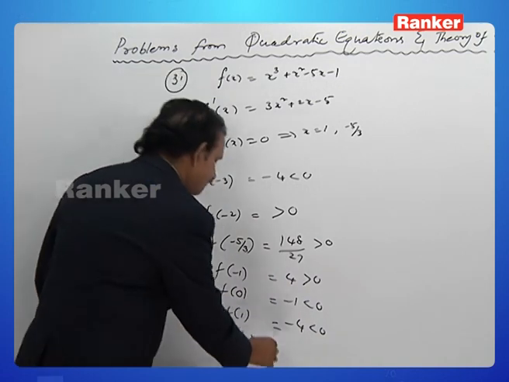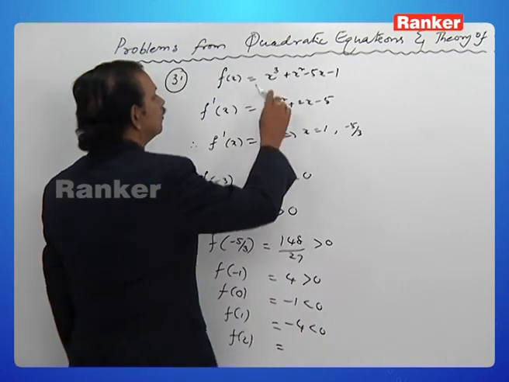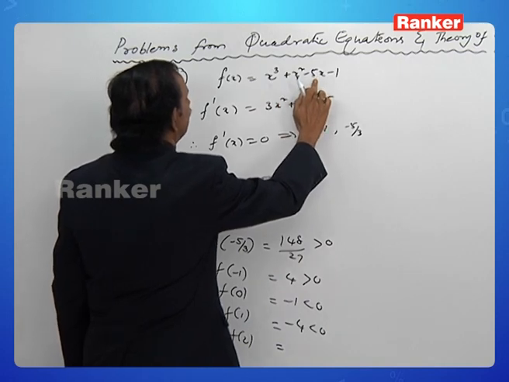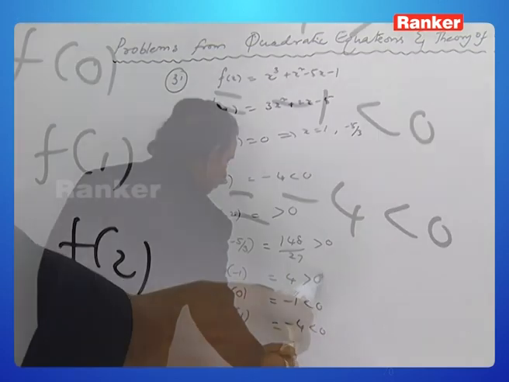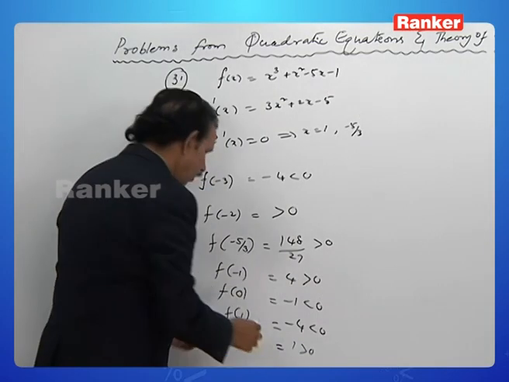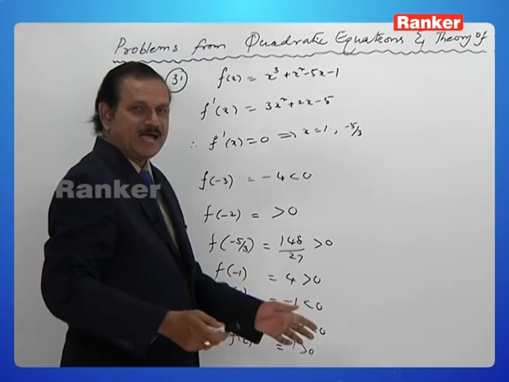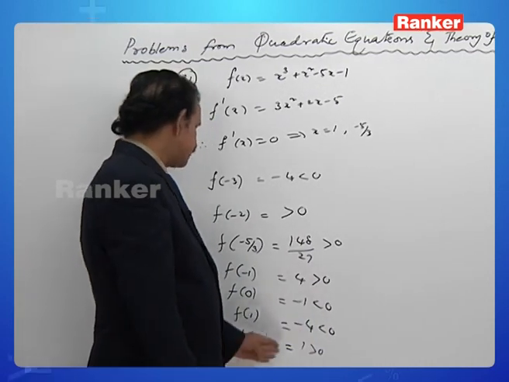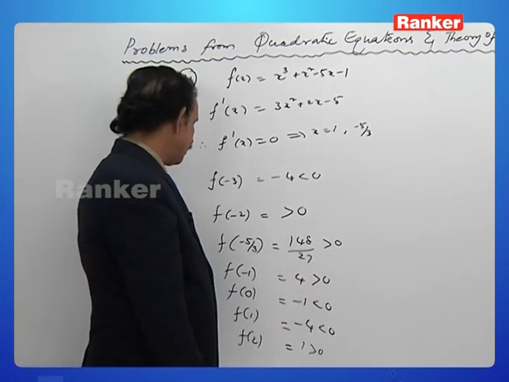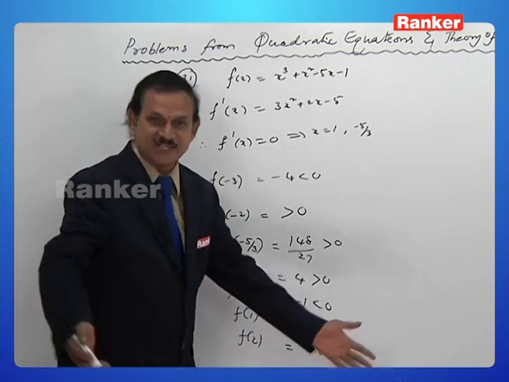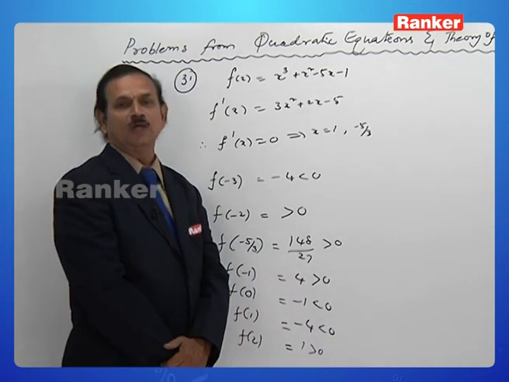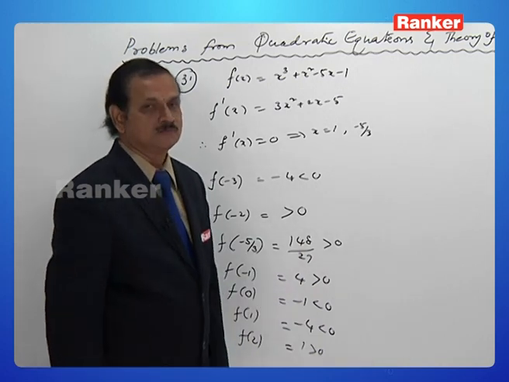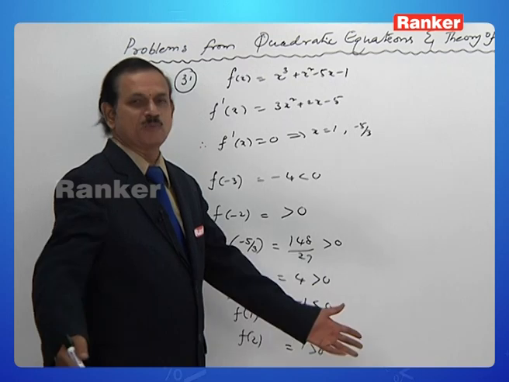F of 2. What is f of 2? 2 cube is 8. 8 plus 4 is 12. 12 minus 10 is 2. 2 minus 1 is 1, greater than 0. Oh, enough. We should feel happy. Why? Because f of 1 is negative and f of 2 is positive. Therefore, between 1 and 2, we can expect the third root also. We could have got 3 pieces of information regarding the 3 roots present.